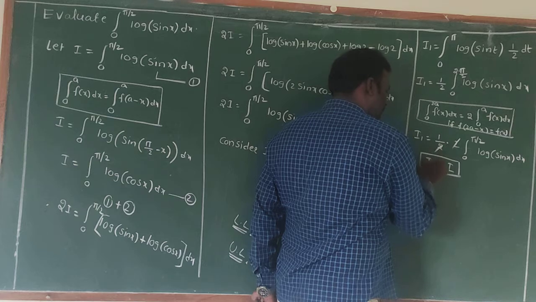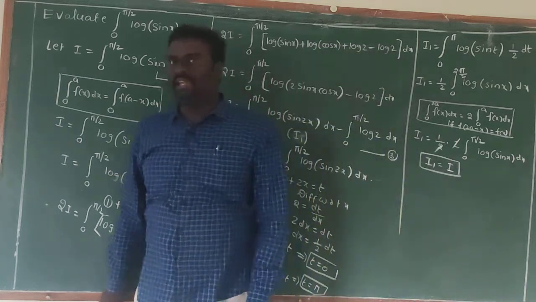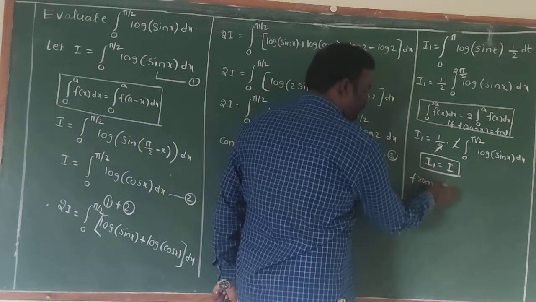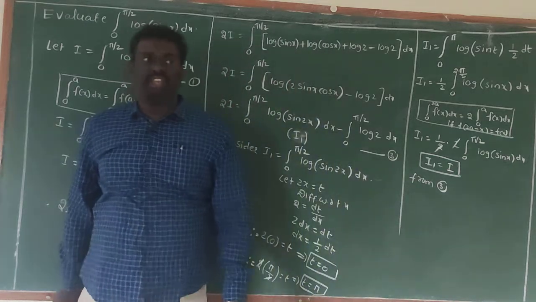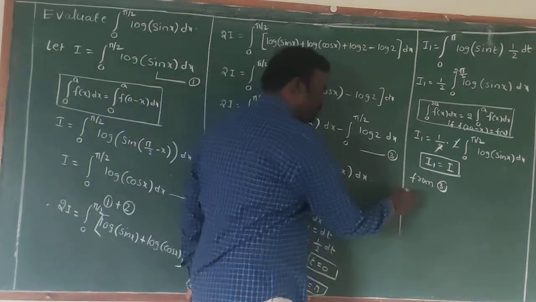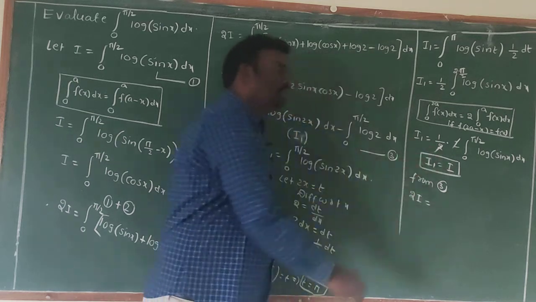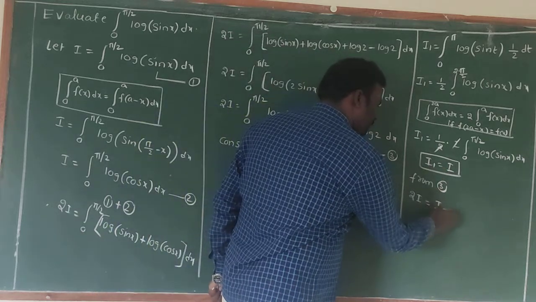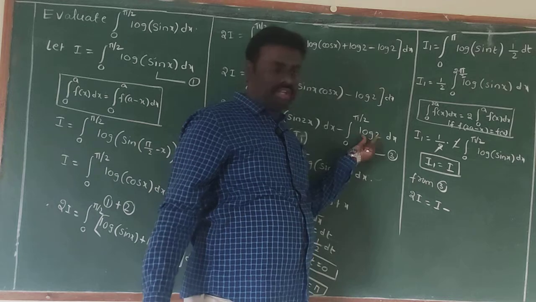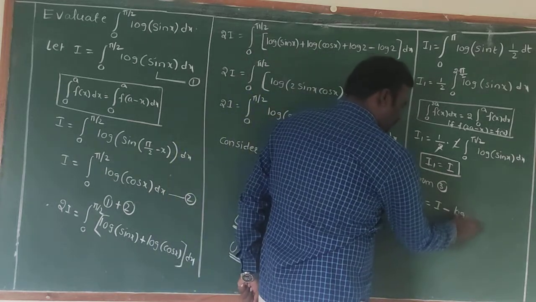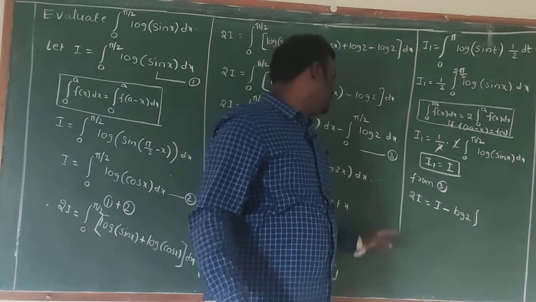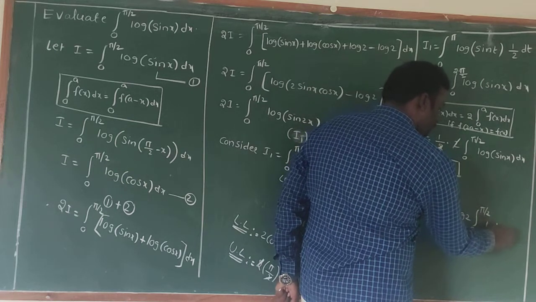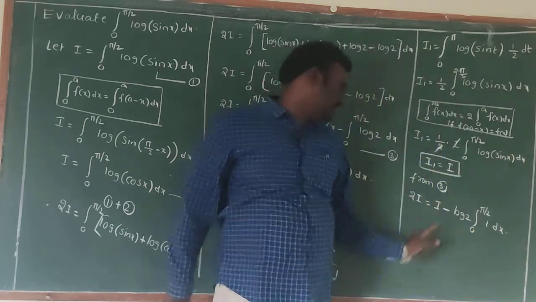I1 is equal to I. Substitute this value in equation 3. From equation 3, what is the LHS? 2I is equal to, what is the RHS? I1, and I1 means I, minus. Here log 2 is a constant, that's why I will write log 2 outside. Then what is remaining? Integral 0 to pi by 2 of 1 dx.